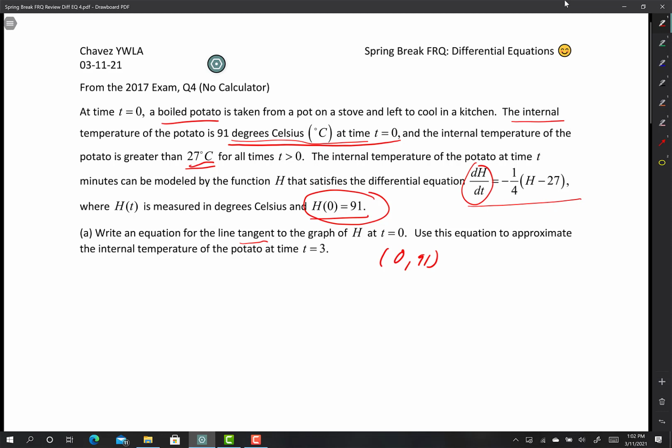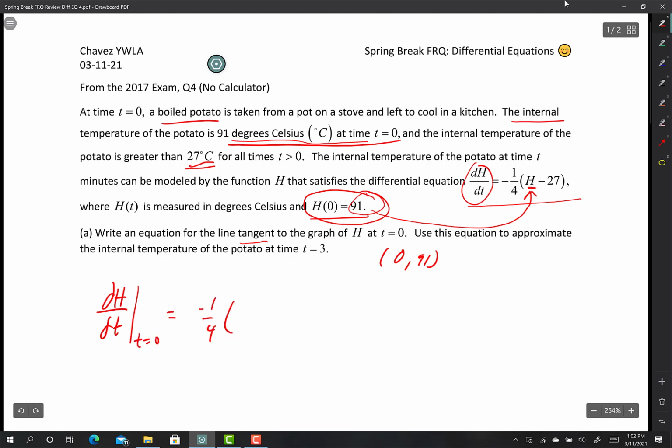So I'm going to plug in my temperature, because that's what it says. I have an h here, it doesn't have a t. So most of the time you plug in a t, but this time you're going to plug in an h, right? So we're going to plug in that h, and we're going to see what we get for our slope. So I'm going to write dh/dt, and when t is 0, if you want to write a little line there where t is 0, no big deal, is equal to negative 1/4 times (91 minus 27).